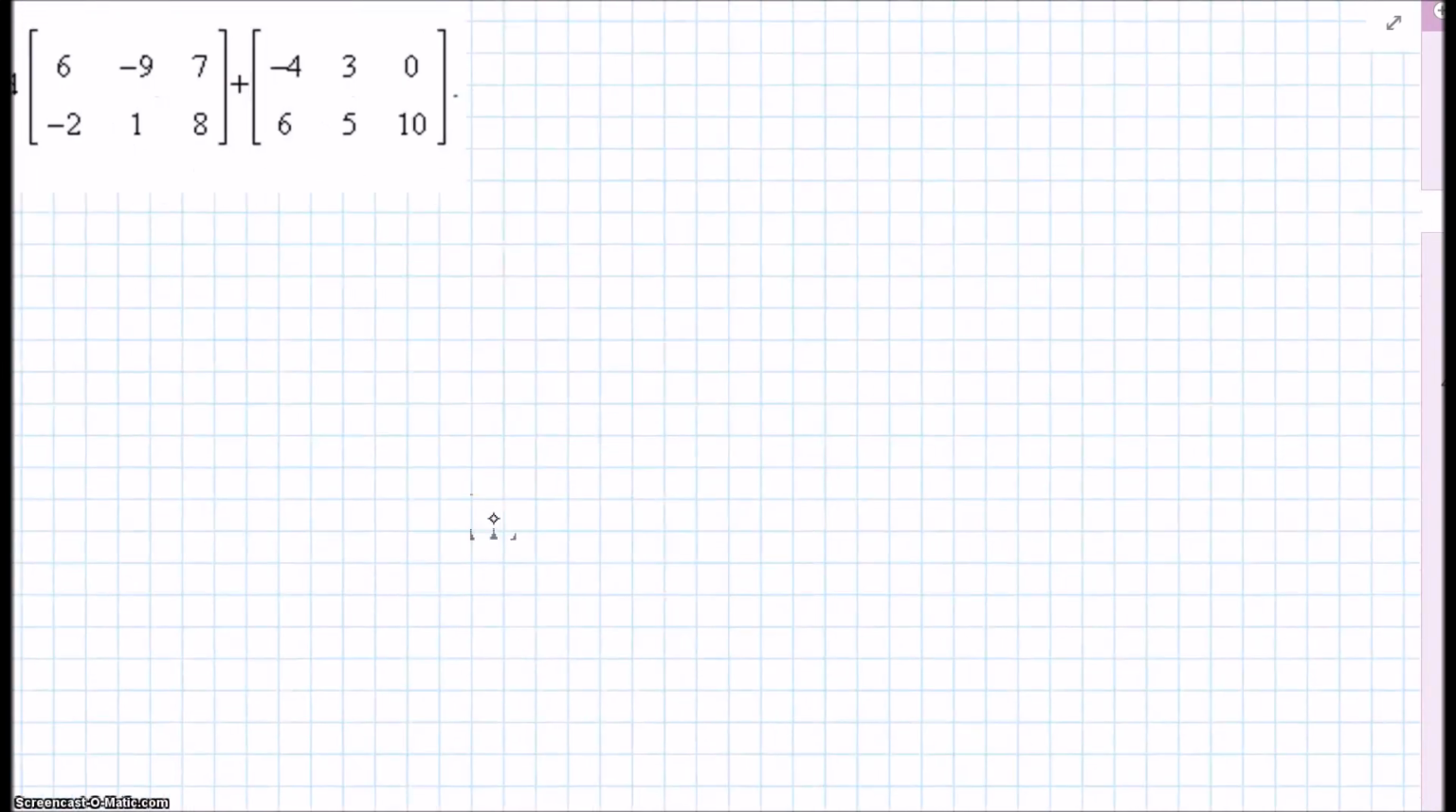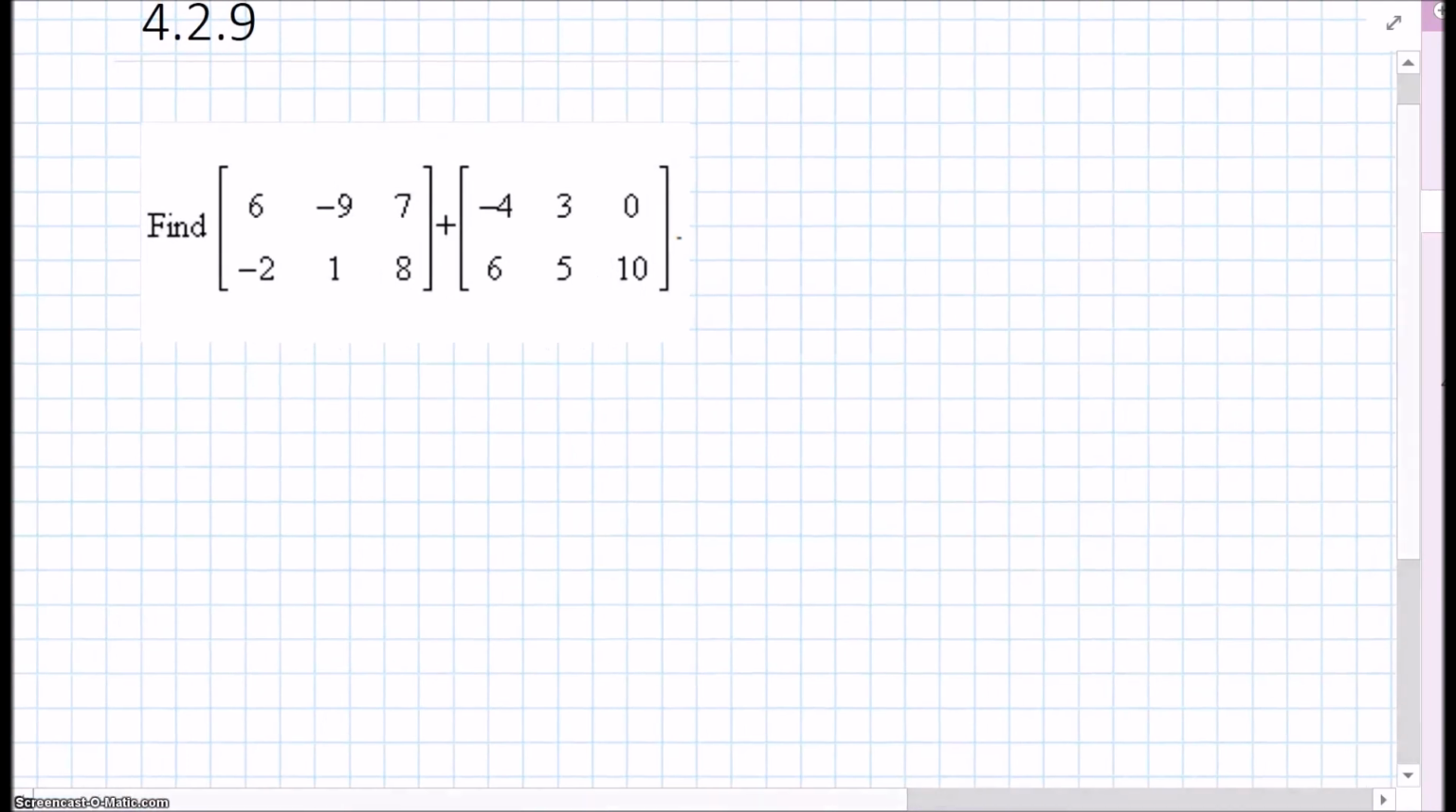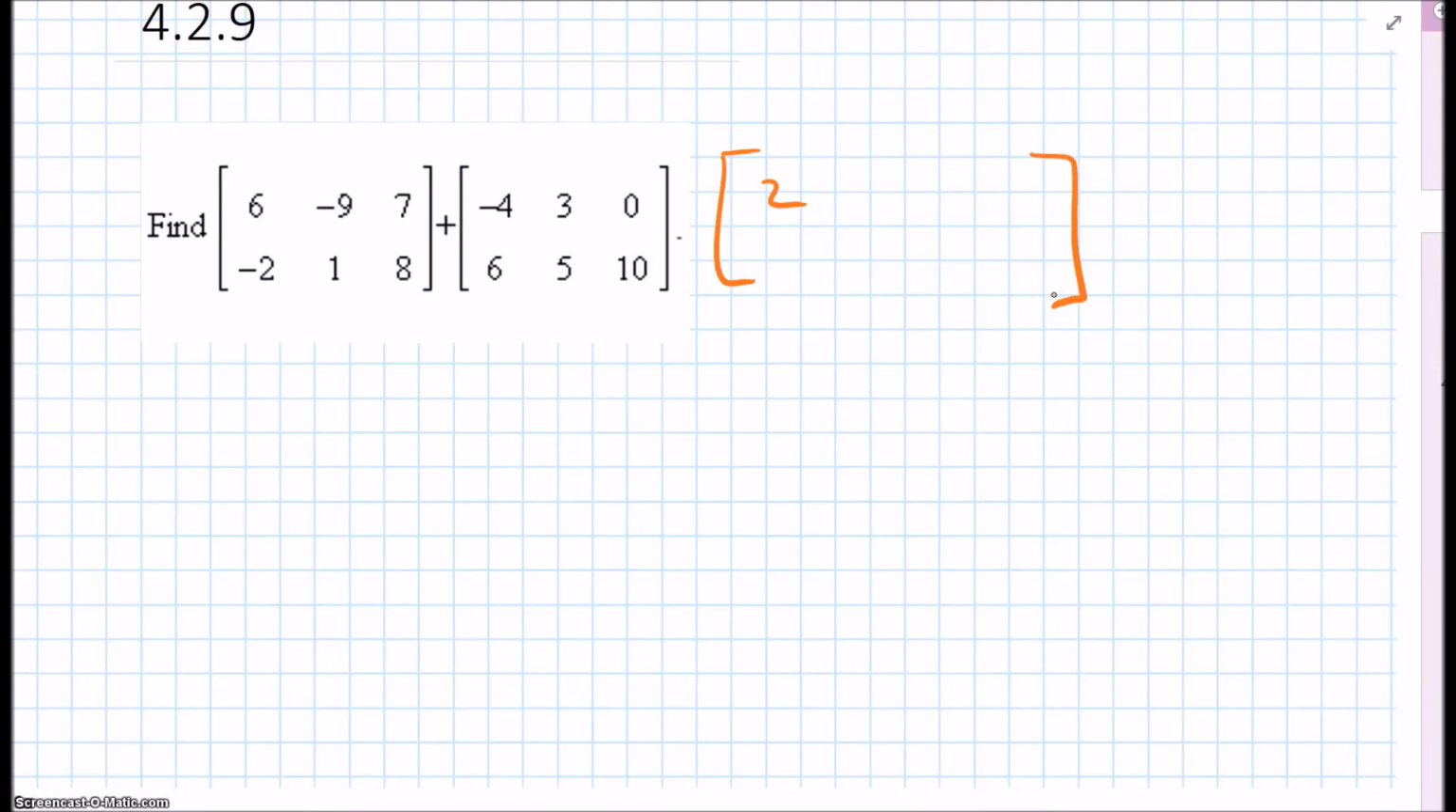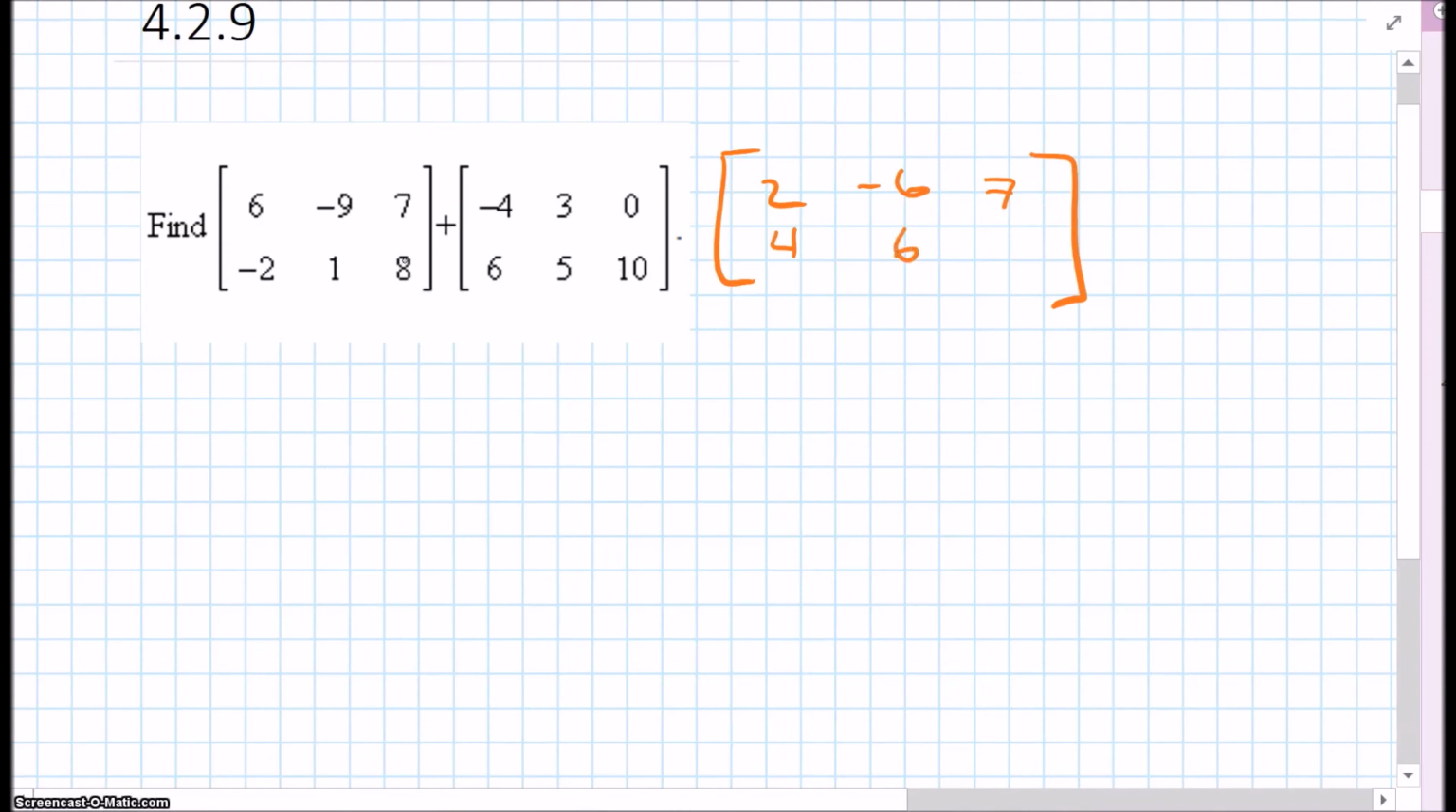Okay, so let's just do one more really quick, or a couple more. So 6 plus -4 is 2. Remember, in matrices, to add and subtract, they have to be the same dimensions, and then you sum corresponding elements. So again, 6 plus -4 is 2. -9 plus 3 is -6. 7 plus 0 is 7. -2 plus 6 is 4. 1 plus 5 is 6. And 8 plus 10 is 18.